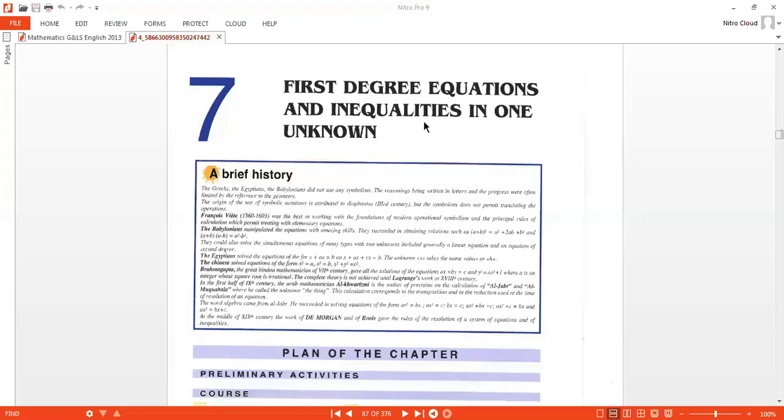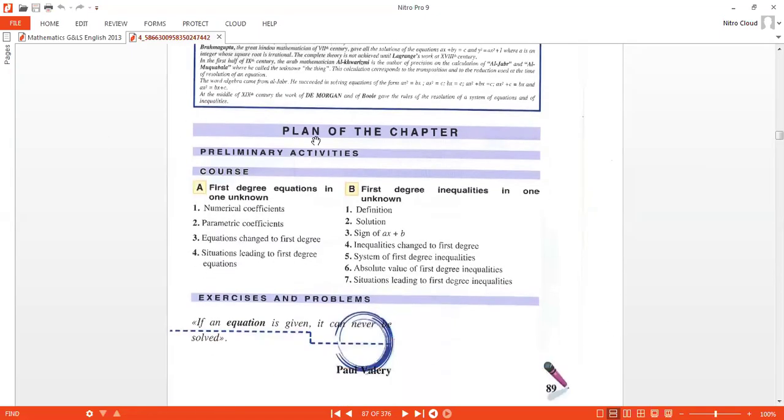Grade 10. So this week we have started with a new lesson, a new chapter. It's chapter 7, which talks about first degree equations and inequalities in one unknown. As you can see, our chapter is divided into two parts, the equations and inequalities, and how do we solve them, knowing that both of them are of first degree in one unknown.